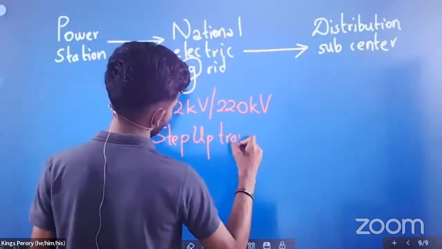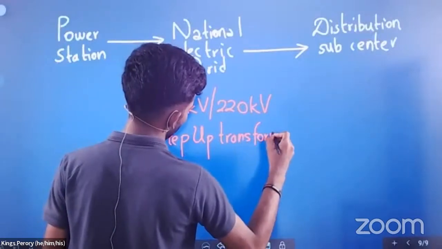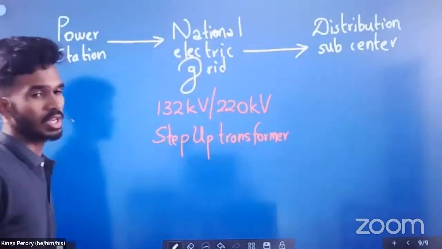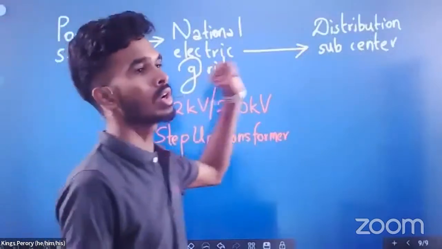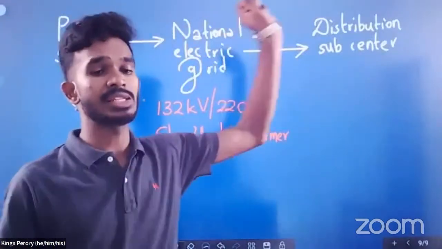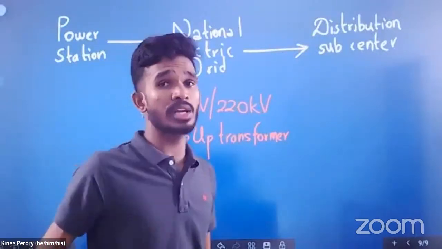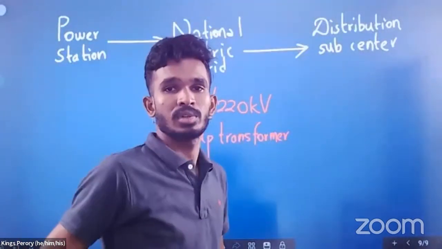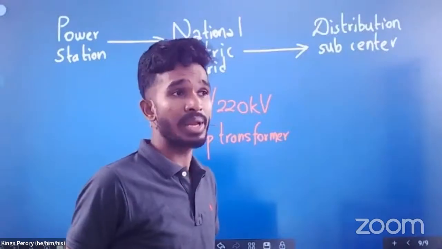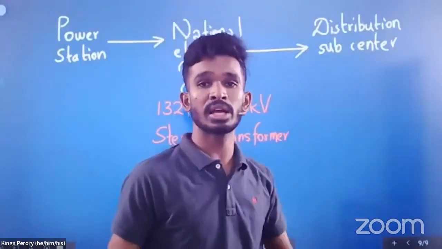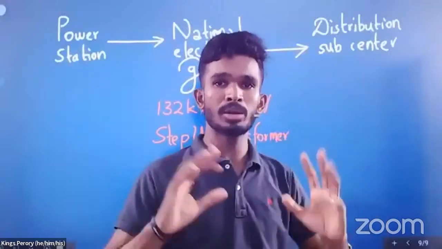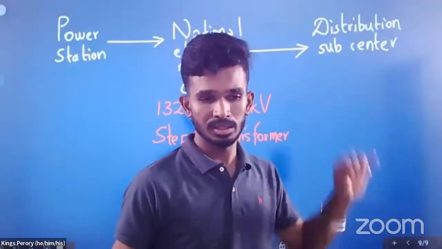Using a step-up transformer, the National Electric Grid will increase the voltage to 132 kilovolt or 220 kilovolt, distribute it, and supply it to the distribution subcenter. Distribution subcenters are there in your regions. In your regions, you can see some places where so many transformers are there, a big place where some electrical components are. That's a distribution subcenter.